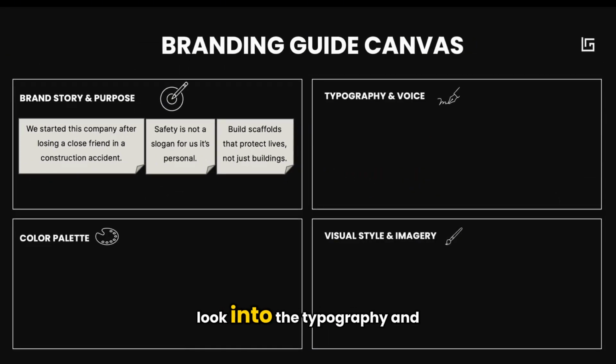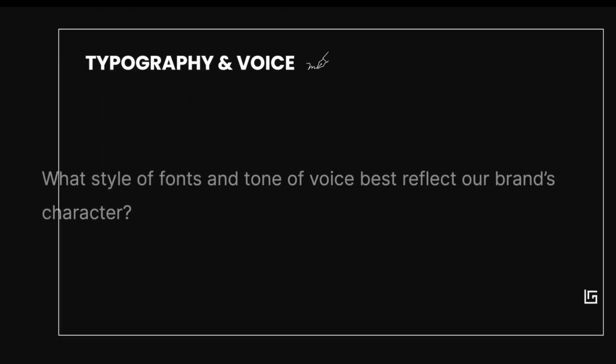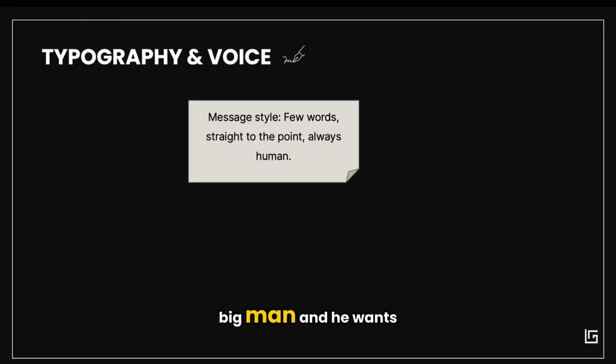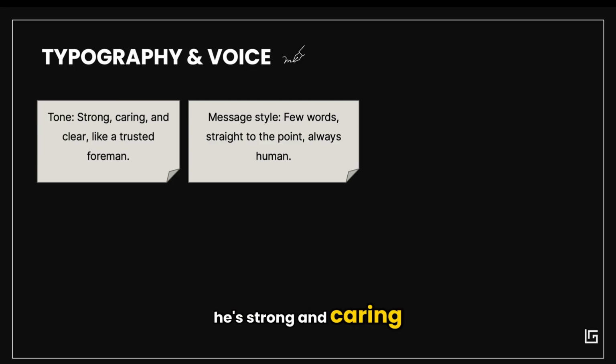Now we are going to look into the typography and voice. And my uncle is a big man and he wants few words, straight to the point and human. He's strong and caring, but also very clear, like a trusted foreman.